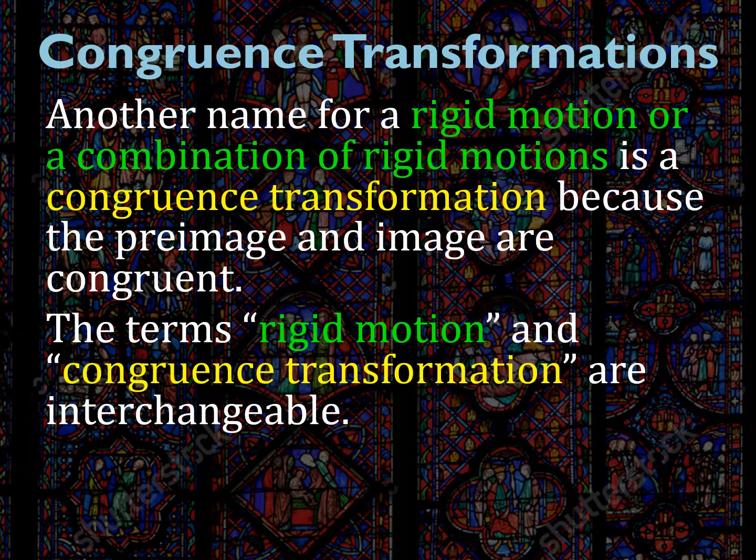Next, we have congruence transformations. Another name for rigid motion or a combination of rigid motions is a congruence transformation because the pre-image, which is the before image, and the image, which is the after image, are congruent. The terms rigid motion and congruence transformation are interchangeable. They mean the same thing.